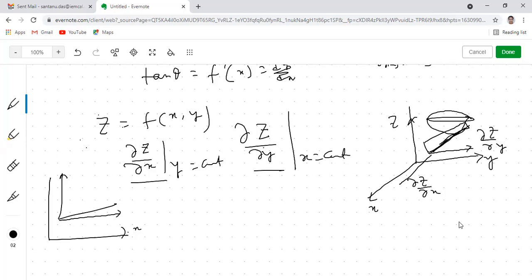Was it clear, or do you have any doubt? Have you got it? What is the significance? Is it clear or not? Yes, sir. Okay.